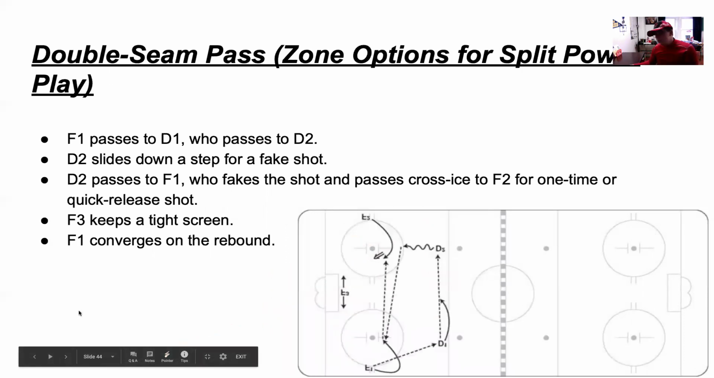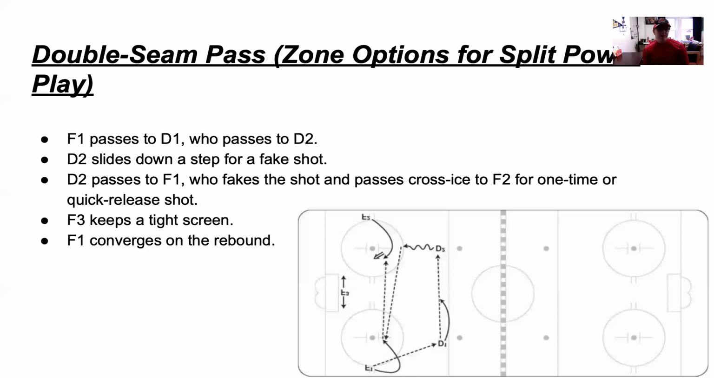Okay, and then we have the double seam pass. F1 passes to D1, who passes to D2. D2 slides down a step for a fake shot, and then D2 passes to F1, who fakes the shot and passes cross ice to F2 for a one-timer or a quick release shot. F3 keeps a tight screen, and F1 converges on the rebound.